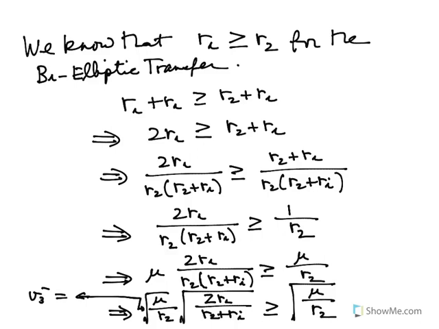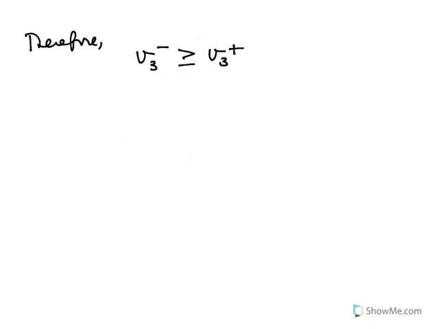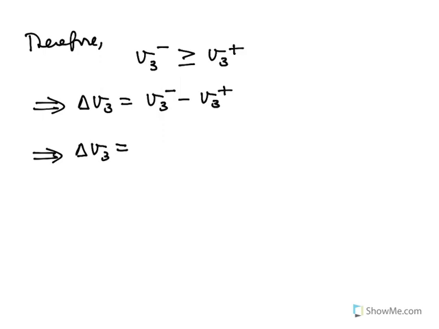V3 minus is equal to that, and this is equal to V3 plus. So as a result, we now have the order for our delta V. We know that delta V3 has to equal V3 minus minus V3 plus. So that means we can write delta V3 in the following way, which is we have everything.